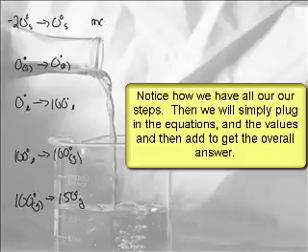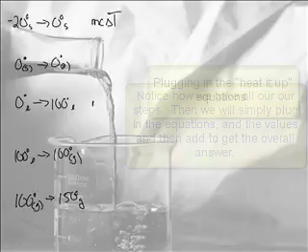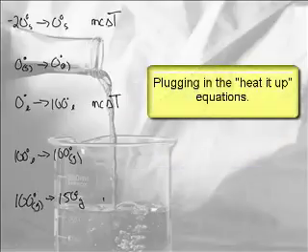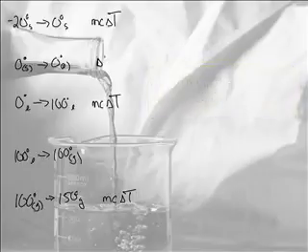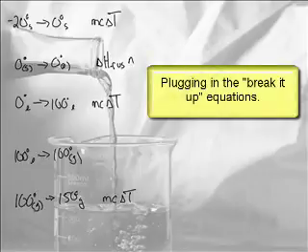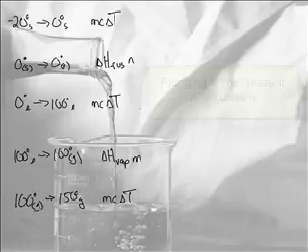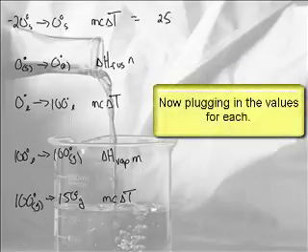So now we can just plug our equations in. This is a heat-up equation, so MC delta T, and this is too, MC delta T, MC delta T. Now this is a break-up, so this is delta H fus times n, and this is delta H vap times n. So now we're going to plug these in and add them together.